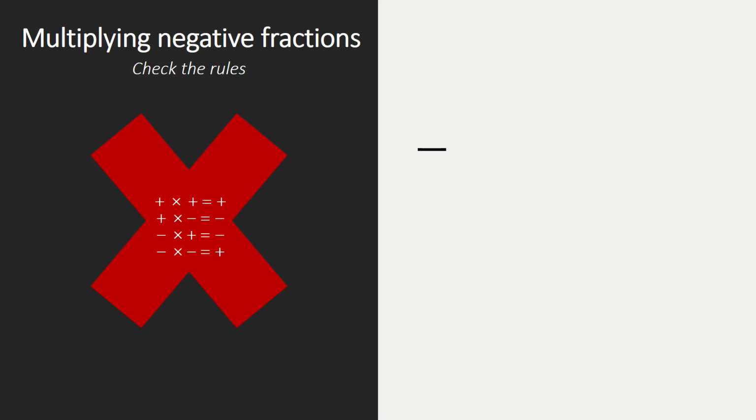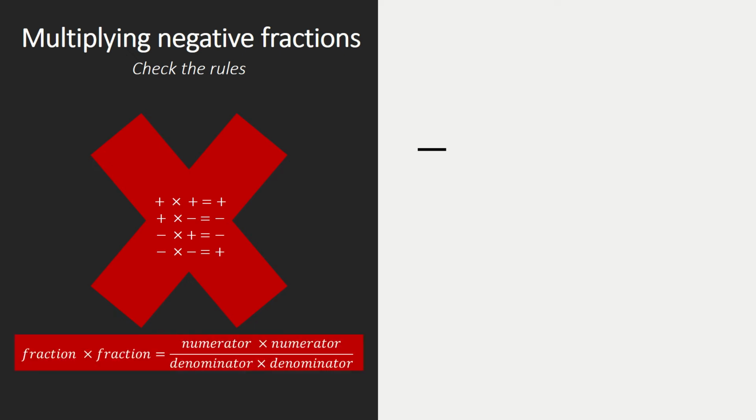Please remember that plus times plus equals plus, plus times minus is minus, minus times plus equals minus, and minus times minus equals plus. When we're going to multiply fractions, we need to multiply our numerators and our denominators. And we always need to check if our answer is positive or negative. And you could do that by looking at those rules.